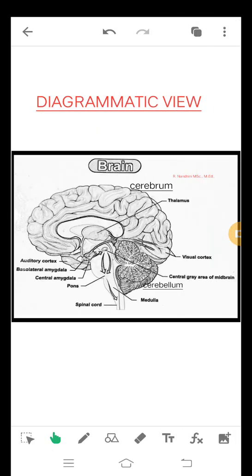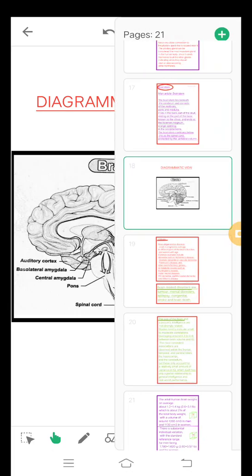Then, this is the diagrammatic view of the human brain. We recollect all the parts of the human brain: cerebrum, cerebellum, spinal cord, thalamus and hypothalamus, visual cortex, central gray area of midbrain, pons, medulla, auditory cortex, basolateral amygdala and central amygdala.